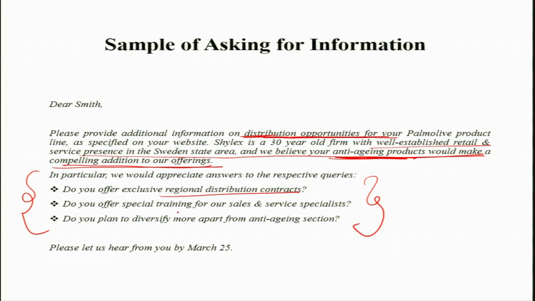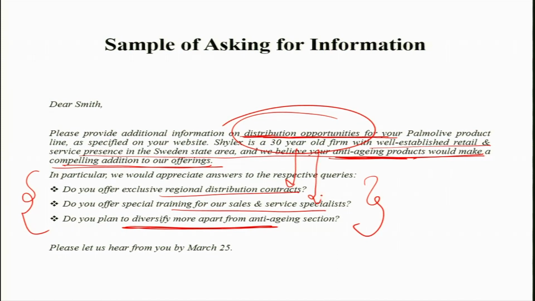Do you offer special training for our sales and service specialists? This is again another thing which I am looking for. Also, I am looking for diversification. So, these were three distinct points which came under distribution opportunities. Distribution opportunities was a vague term. Under this, these three things were falling, and I have very clearly stated this. So, this is just a small sample for framing your sentences.